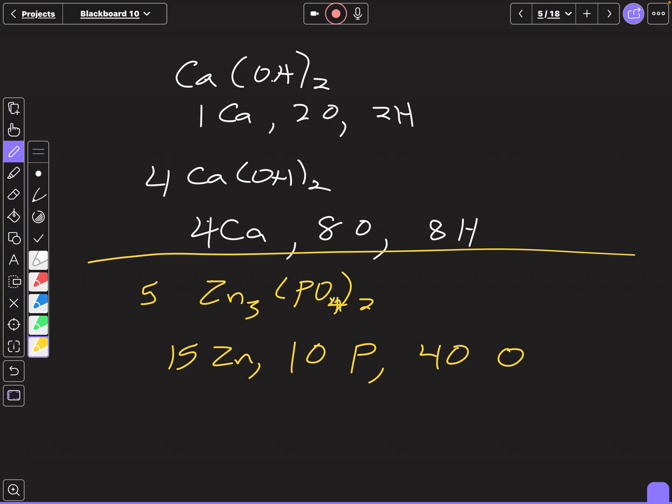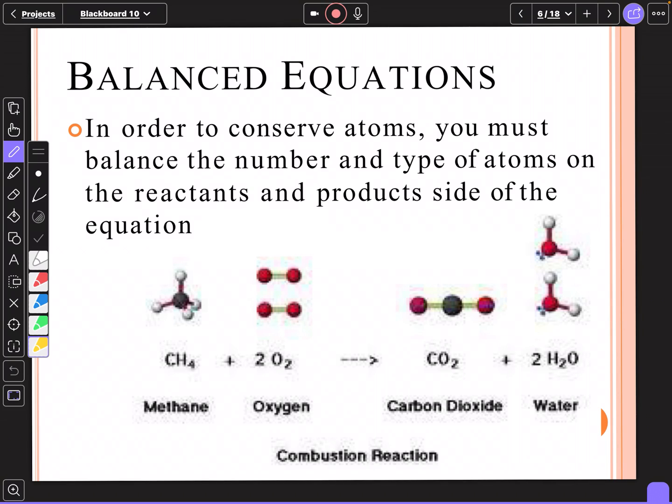You're going to have to be able to do that when we balance equations. Okay, so to balance equations, in order to conserve atoms, you must balance the number and type of atoms on the reactant and product sides of the equation.